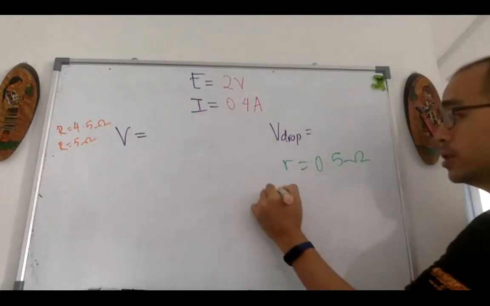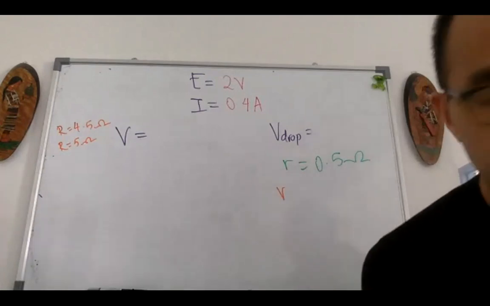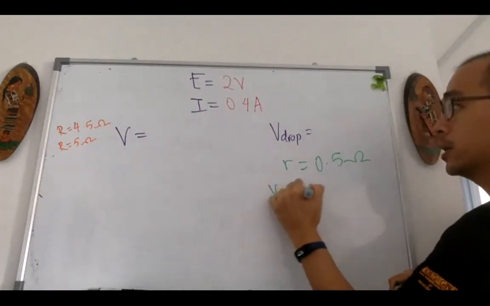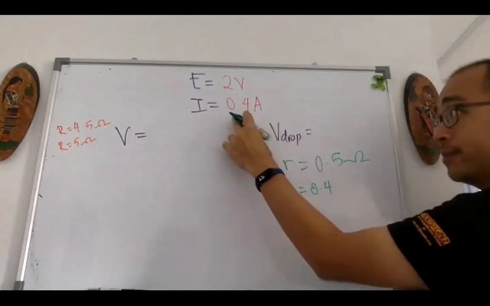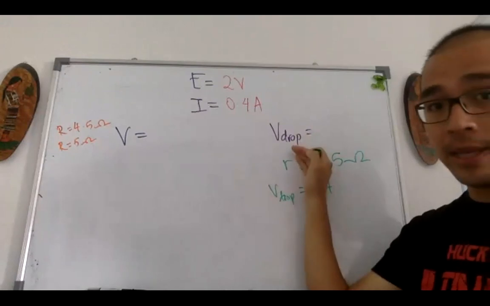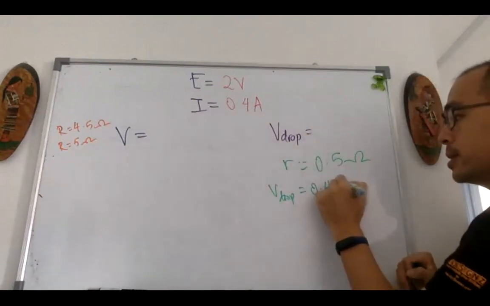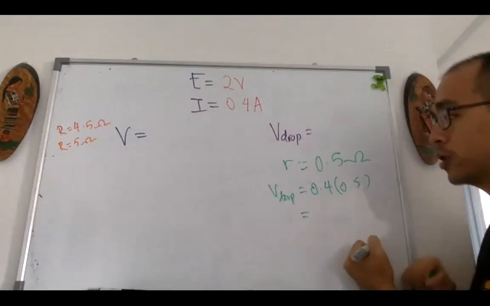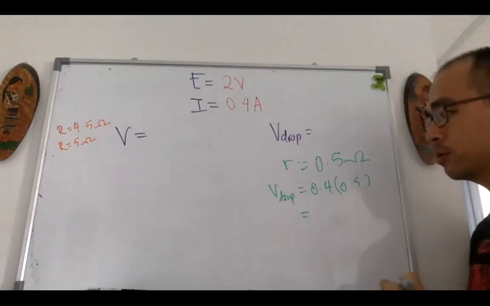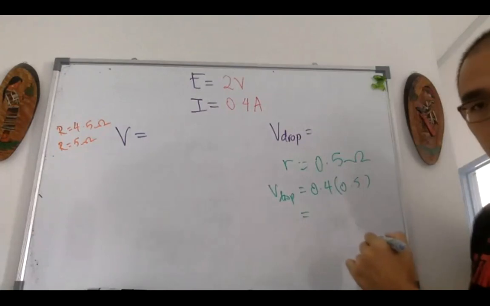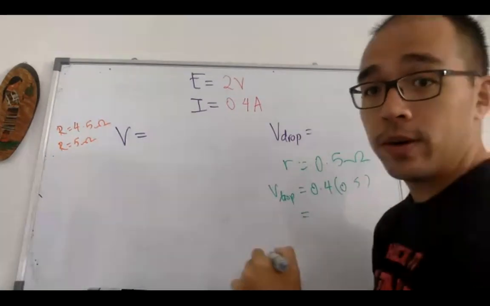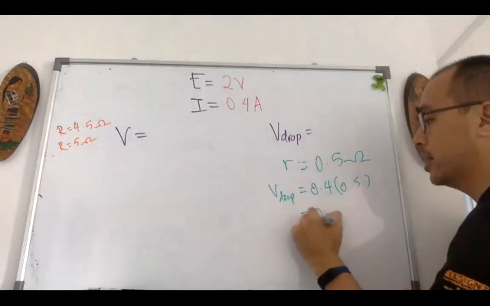Okay, the V drop, I'm going to use green. The V drop is equal to 0.4, the current, because remember, in a series circuit the current is the same. Current is 0.4 times 0.5. What is my V drop? Okay, the V drop is 0.2. Okay, fine. I'm going to trust Ethan.